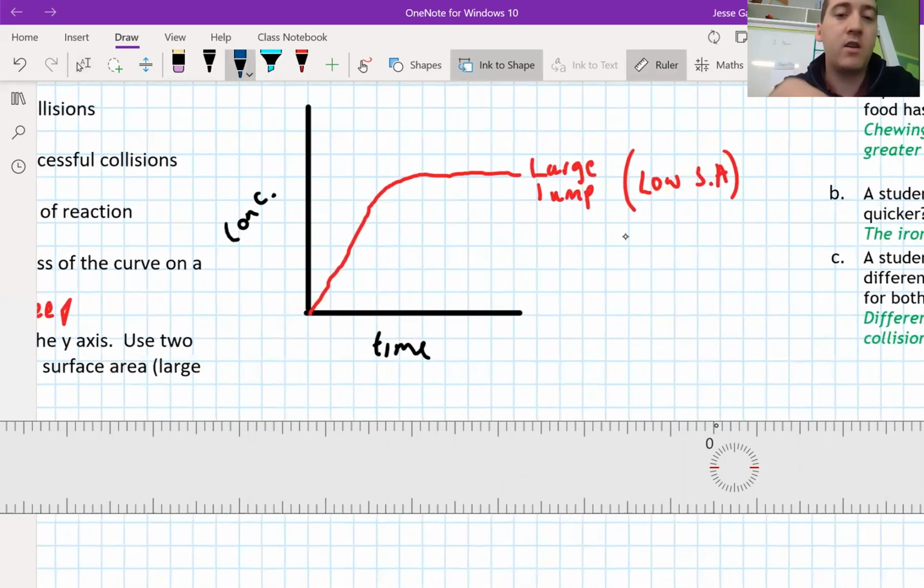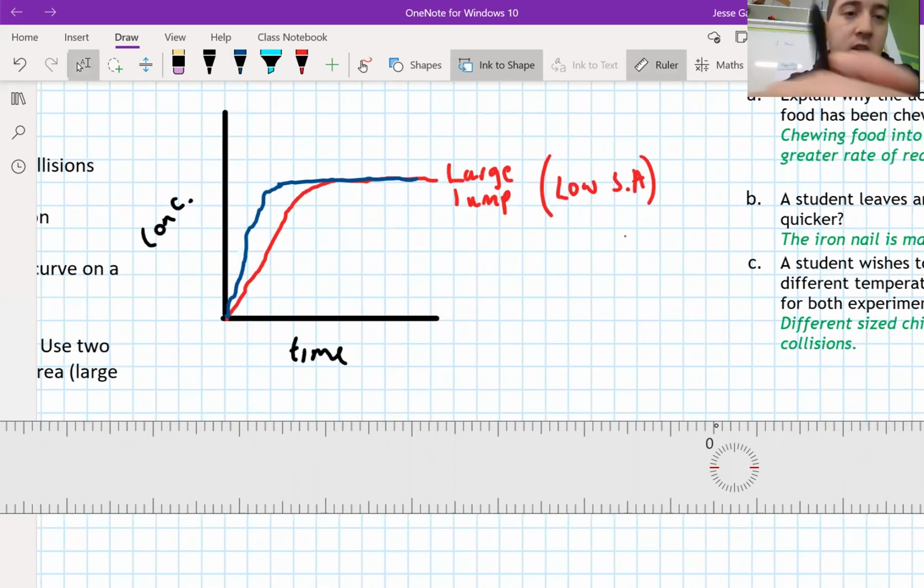So what will it look like? You should have this done already. So it starts in the same place. It starts at 0 and it goes up, it increases, but this increases more steeply. And it's still going to go up. The total concentration is going to be the same. There's not going to be any more of it at the end. It's just going to get there quicker. It's going to take less time to increase.